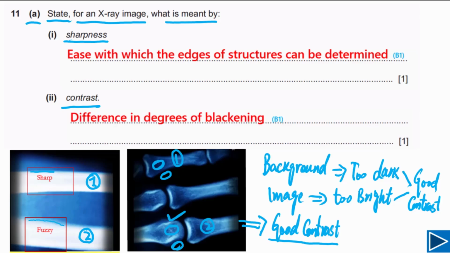This is how you can write down your answer. Simply you need to write down difference in degrees of blackening, so you will get 1 mark. And for sharpness, if you have written the ease with which the edges of a structure can be determined, or you can say how well the edges of a structure are defined, you will get 1 mark. So this has 1 mark, this is a B mark, and this is also a B mark. I hope it is clear to you now what sharpness and contrast are. It is a very common question most of the time in past papers. They will ask you what is sharpness, what is contrast, and this is how you can define them.